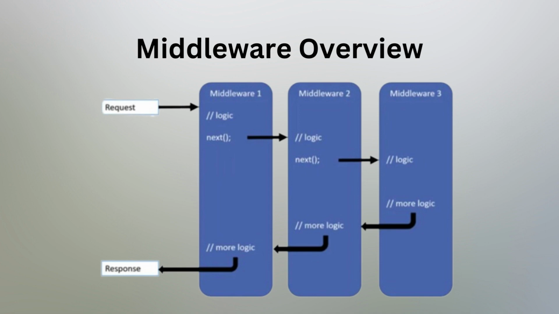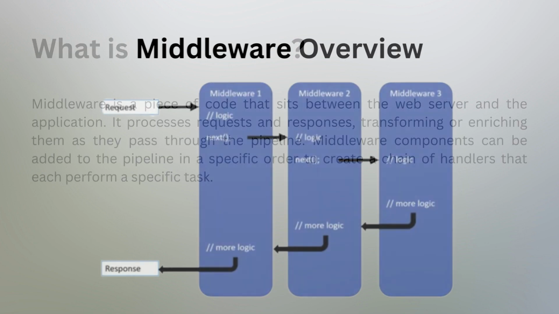Middleware is a crucial part of the .NET Core architecture. It acts as a bridge between the web server and the application, allowing developers to write modular and reusable components that can be easily plugged into the request pipeline. In this video, we will explore the concept of middleware in .NET Core, its importance, and how it works.